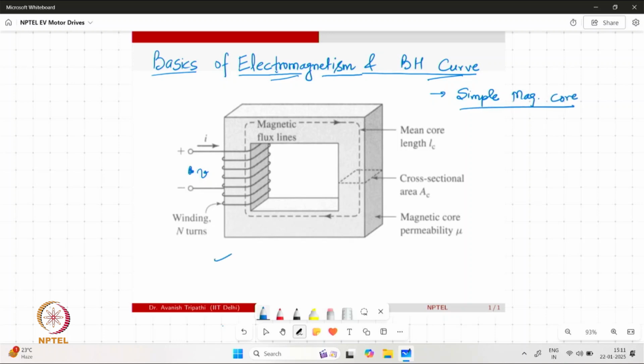The problem given over here is quite simple. We have a core which has a permeability of mu, and a cross-sectional area AC. The mean length of the core is LC. We are providing a coil having N number of turns around this core, and current I is flowing into that winding. Now what we are required to compute is the amount of flux flowing in the magnetic core.